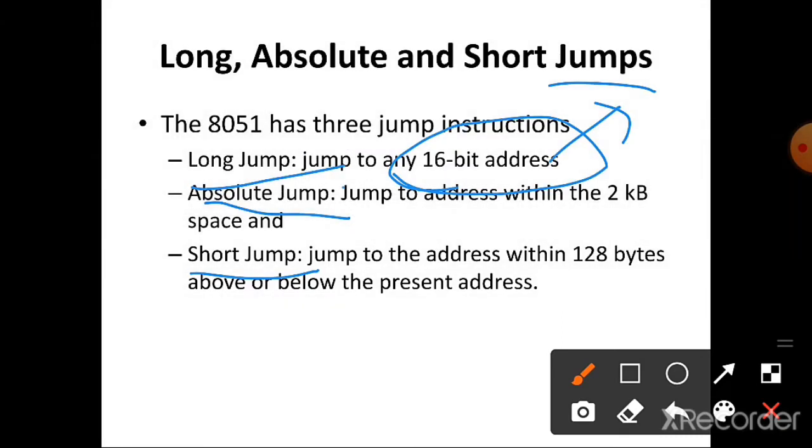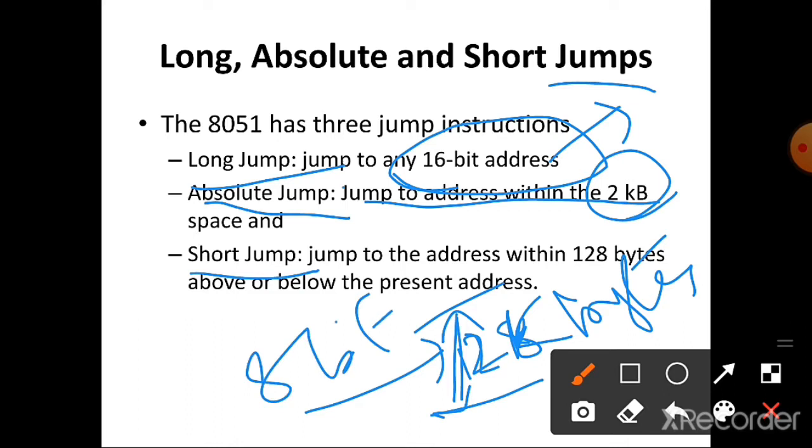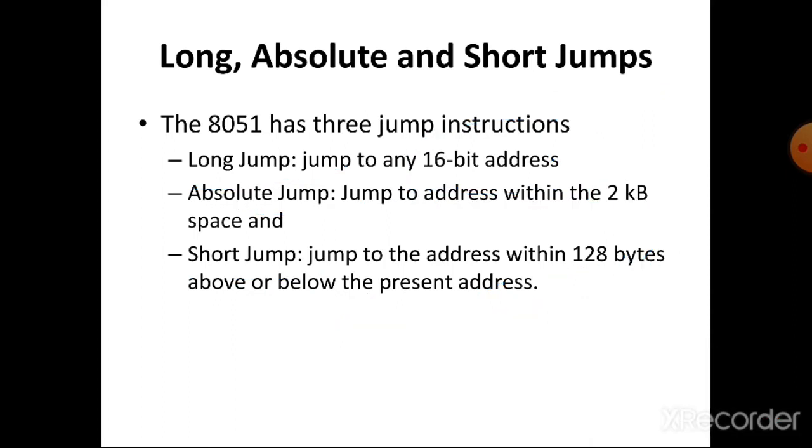Absolute jump means jump to an address within a 2 KB space. So within a 2 KB space we can jump. The address ranges from some location up to 2 KB. And short jump is a jump to an address within 128 bytes, or 8 bits. So from the present address it can jump above or below by 128 bytes. So these are the short jumps.